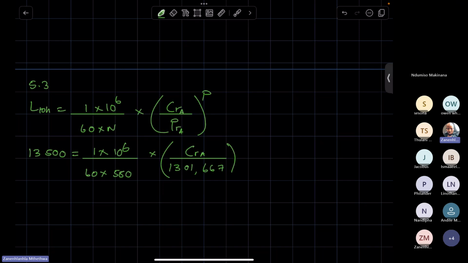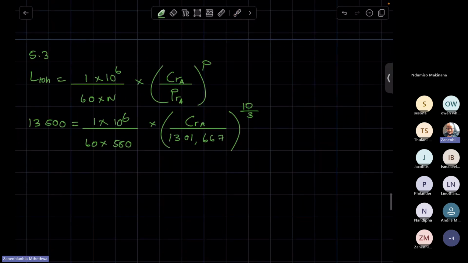And then the exponents. Remember, this is a roller bearing, so the exponent P is equal to 10/3. Now from this point, you can use whatever mathematical method to calculate CRA. You do not necessarily have to follow exactly what I'll be doing here to calculate CRA. The mechanics essentially ends at this point. After this, it's just simple mathematics.